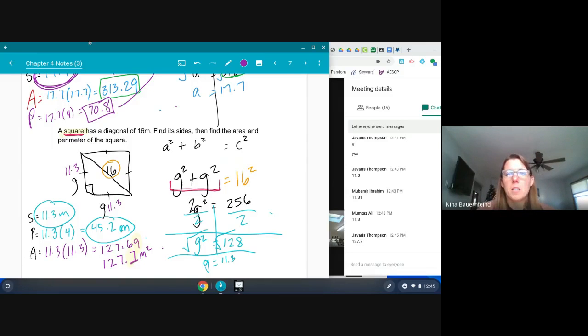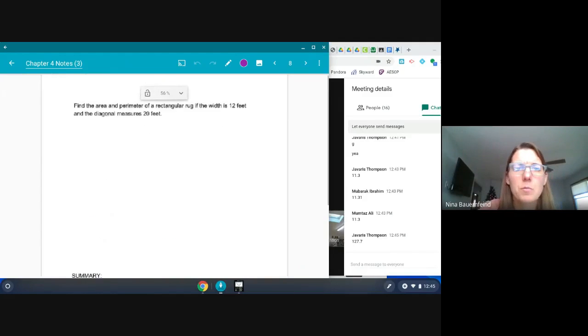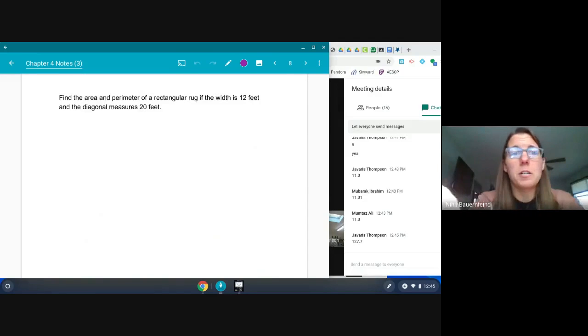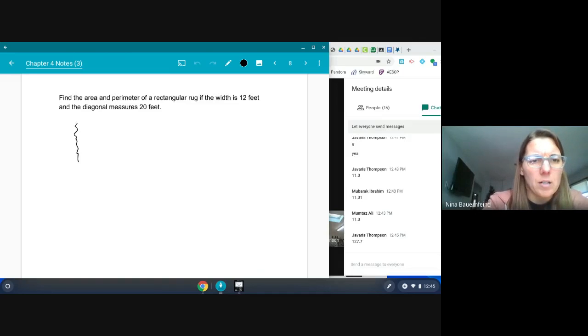Okay, there's one last one I think I'll go through with you because we got through that one pretty quickly. The last one's about a rectangle, or a rectangular rug, I believe. So here it says, find the area and perimeter of a rectangular rug if the width is 12 feet and the diagonal measures 20. So these are some of the word problems that might show up. So you got a rug. Here's the edge of the rug. Like that.